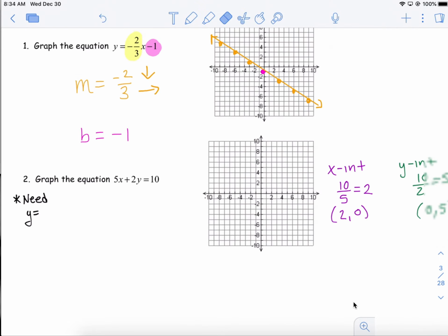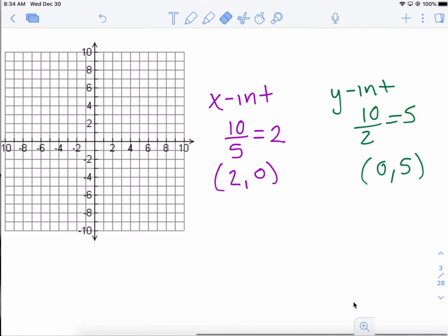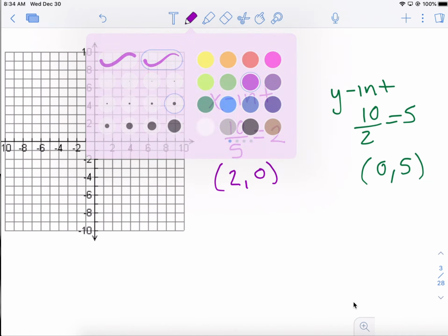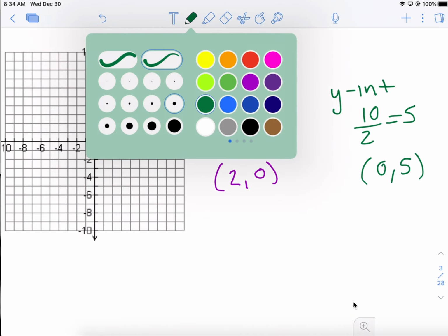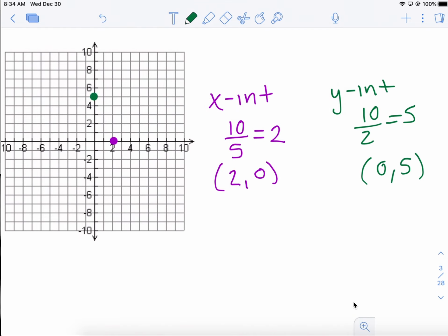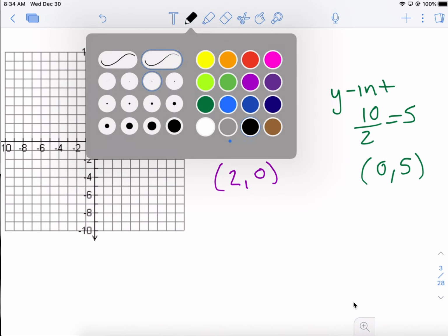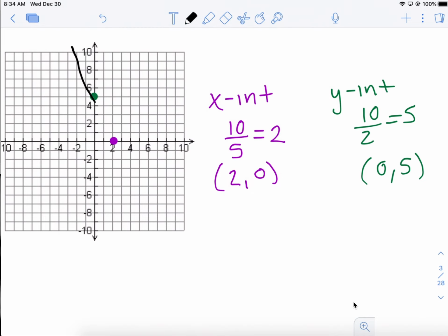So when I graph that, I have 2 points. I have a 2 on my x-axis, which is like (2, 0), and I have a 5 on my y-axis, which again is like (0, 5). I can connect my 2 dots just from those 2 points. I am not expected to repeat that one over and over. I would be done. Okay?